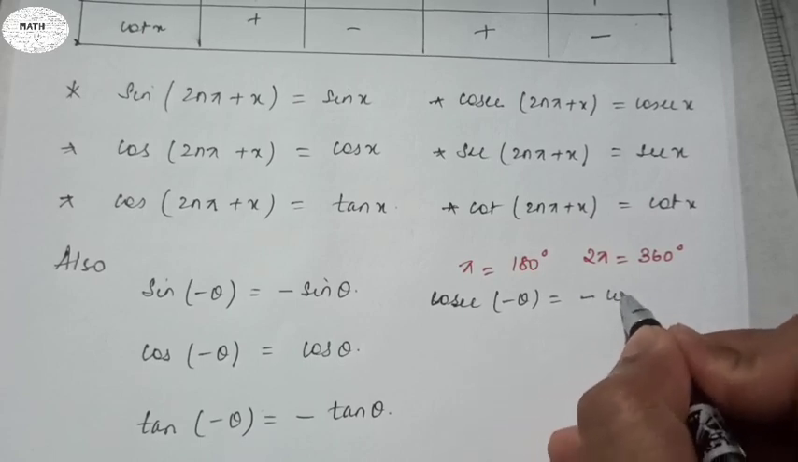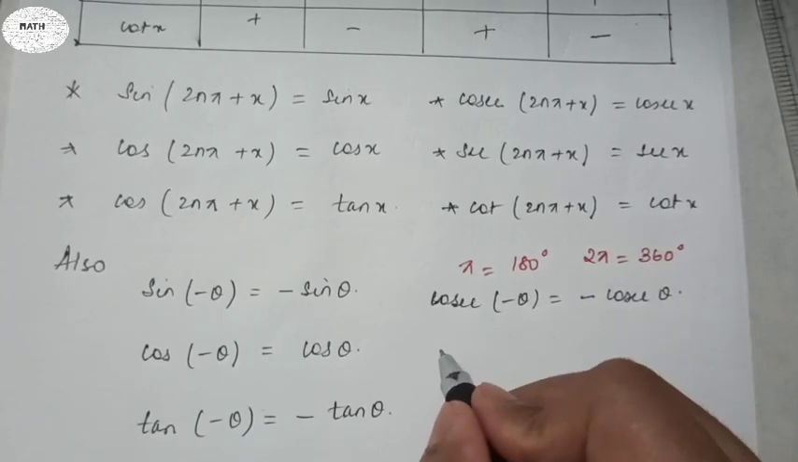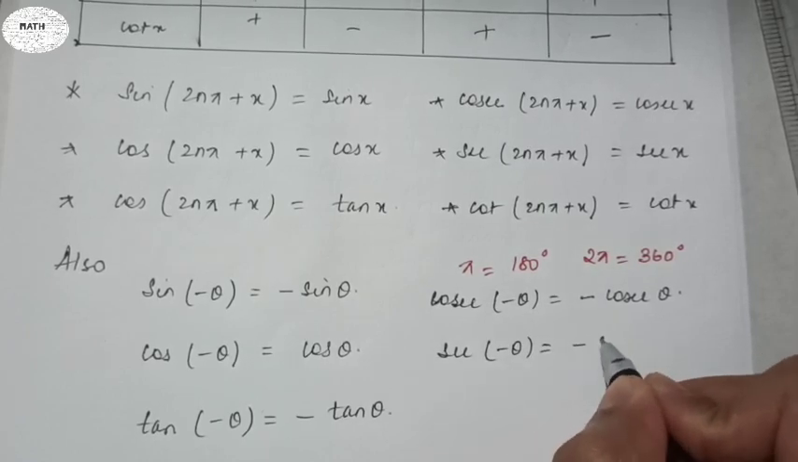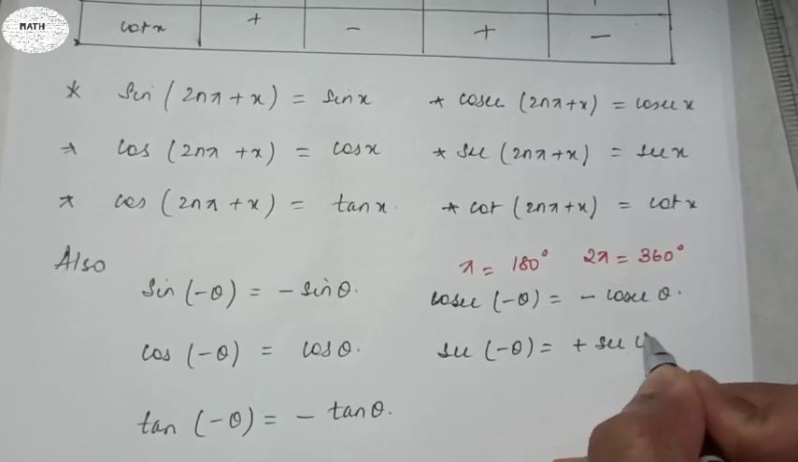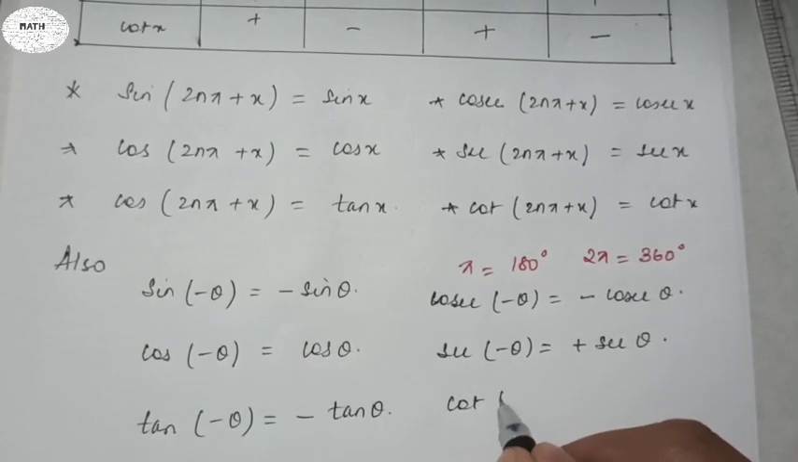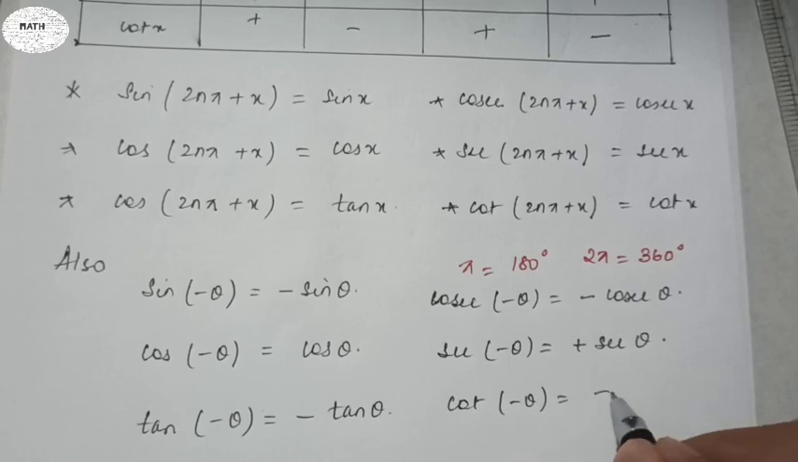That will be minus cosec theta, and cos and sec, they are related. So sec of minus theta will be nothing more than plus sec theta. Why plus? Because cos happens to be positive, right? And lastly, cot of minus theta would be nothing more than minus cot theta.